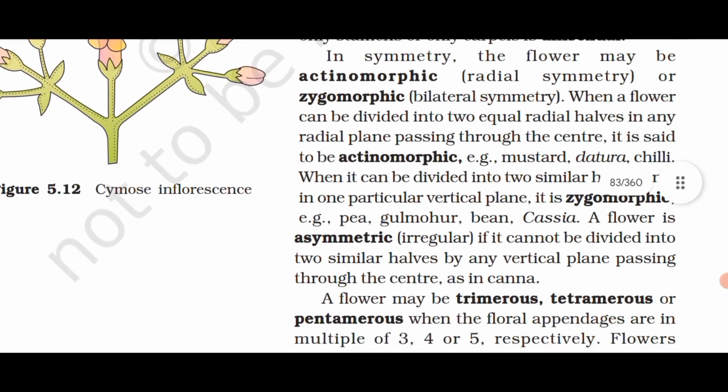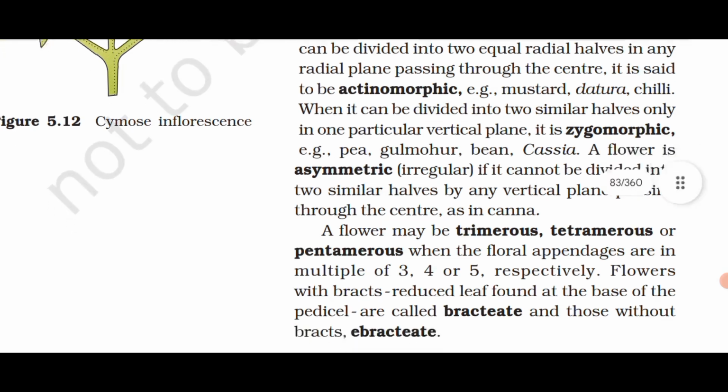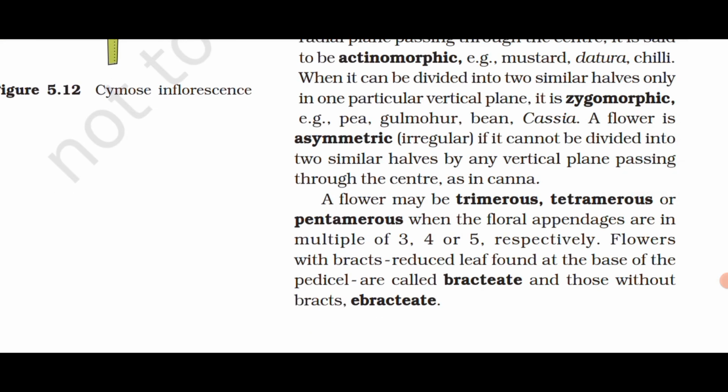When it can be divided into two similar halves only in one particular vertical plane, it is zygomorphic, such as pea, gulmohar, bean, cassia. A flower is asymmetric (irregular) if it cannot be divided into two similar halves by any vertical plane passing through the center, as in canna. A flower may be trimerous, tetramerous, or pentamerous when the floral appendages are in multiples of 3, 4, or 5 respectively.